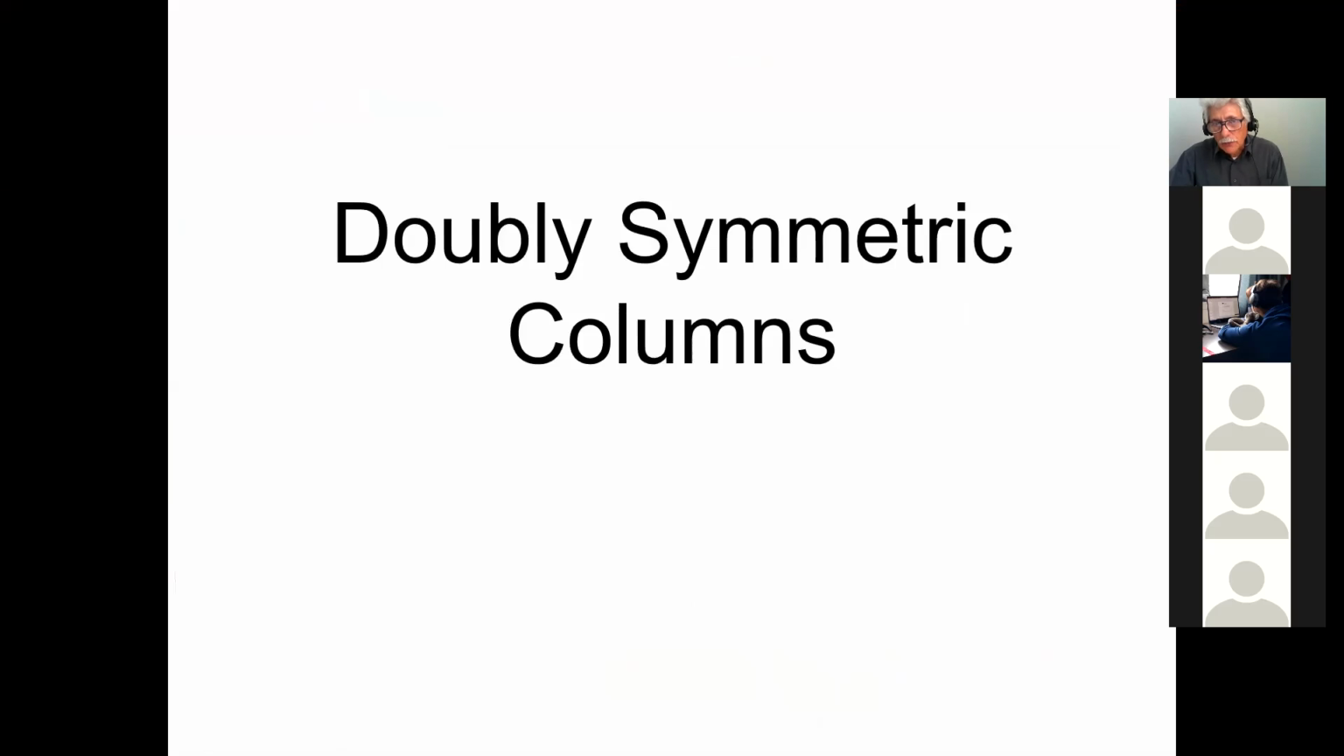Doubly symmetric columns. Okay, so this whole lecture and all of these formulas and all of these tables is only good for a shape that is symmetric about the x-axis and symmetric about the y-axis. So that means that if I decide to use an HSS, I don't care if it's rectangular, I don't care if it's square, and I don't care if it's round.